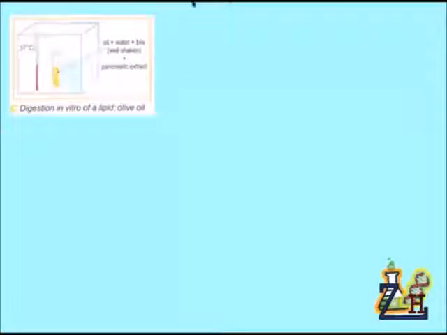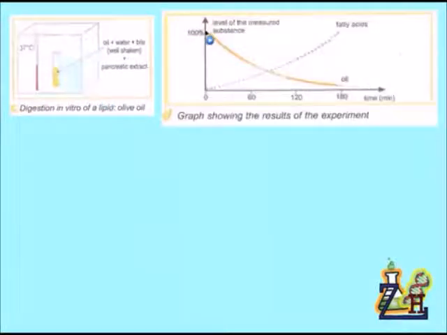Now, the second experiment is done on olive oil, where they put some oil with water and bile, and we'll talk about bile later. They shake them very well, and they added pancreatic extract to the tube in a water bath at 37 degrees Celsius. When they were doing the experiment, they measured two values. First, the percentage of oil and the percentage of a substance called fatty acids.